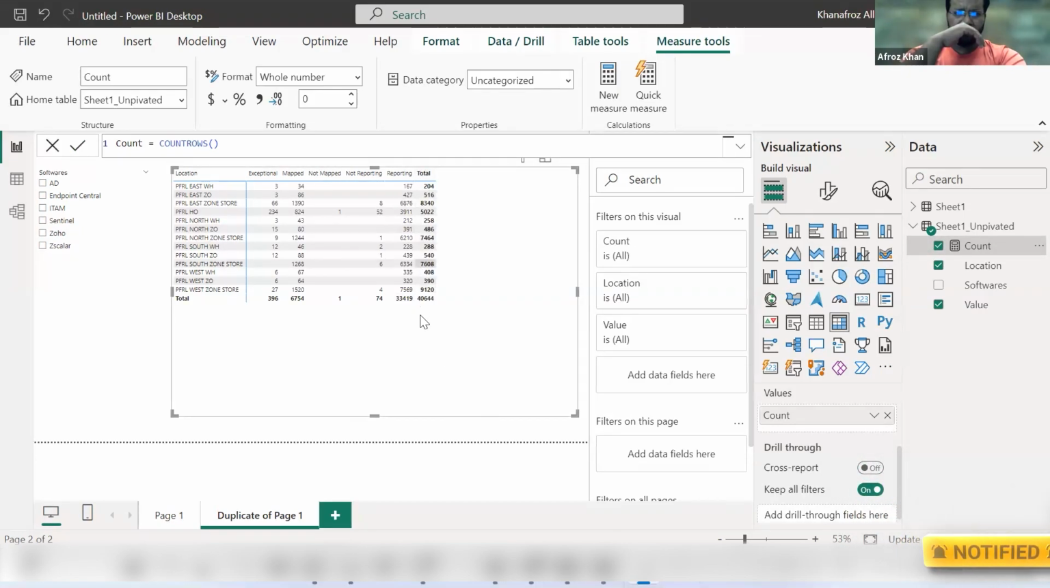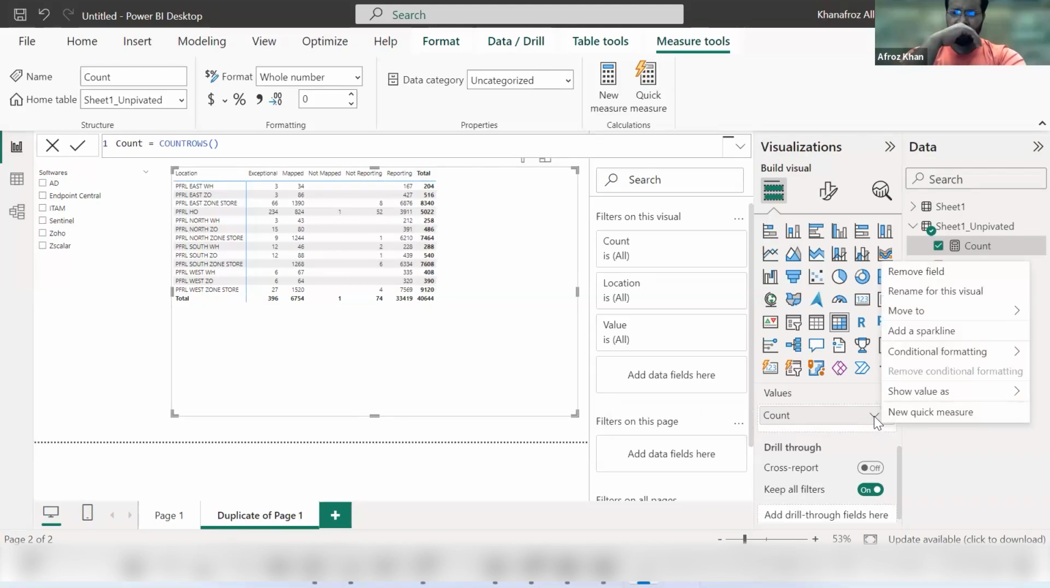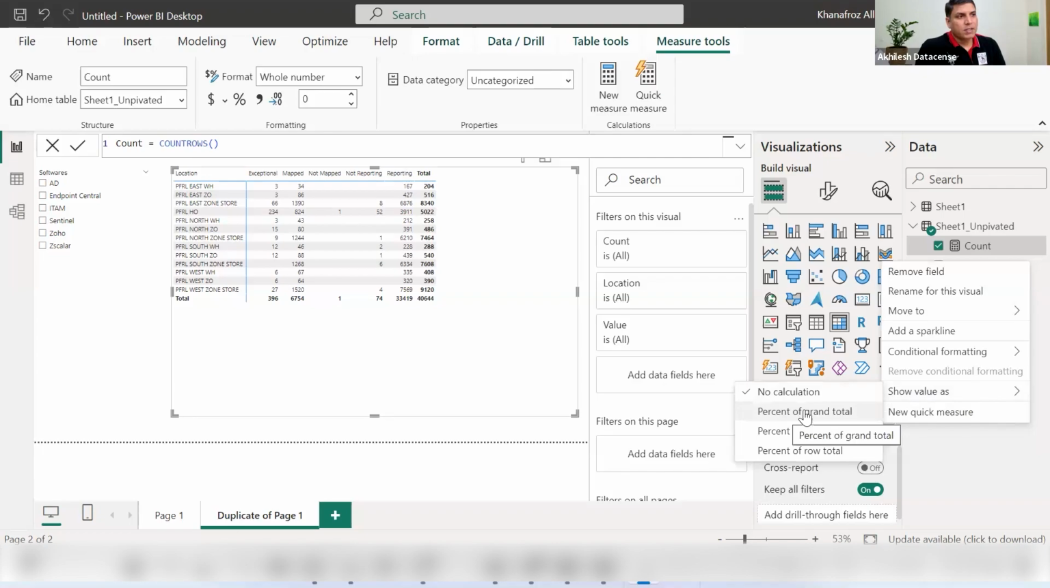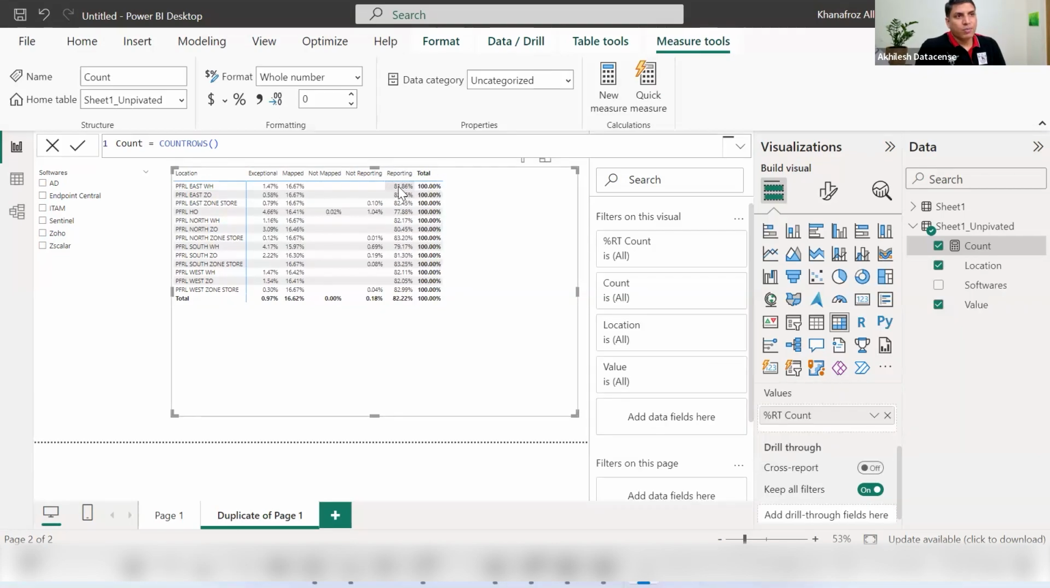But let's say you are not looking for numbers, you are looking for percentages. If I have to take this, let's say the reporting, where is the reporting? Here. If I have to take this like 167 divided by 204, it's very simple. Show values as percentage of row total. So it is 81%. Only problem is not reporting is also contributing to this 100%, which is a very small fraction, 0.18%. If that's okay, it's very easy. If that is not okay, then I will have to calculate the total separately as well as the reporting separately.